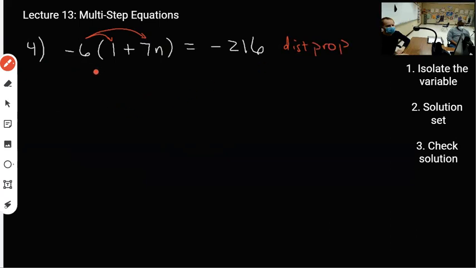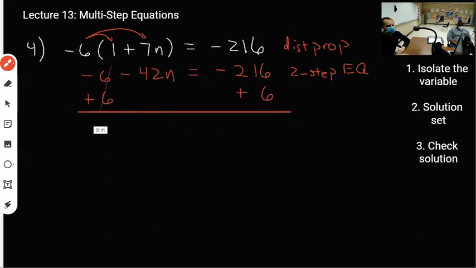All right, so -6 times 1 is -6. -6 times 7n is going to give me -42n. And everything is still equal to -216. Now I have a two-step equation. What I'm trying to do is get n by itself, but I do need to get rid of the -6 and the -42. So the -6 can be gotten rid of by adding 6 to both sides. So let's get rid of the -6 first.